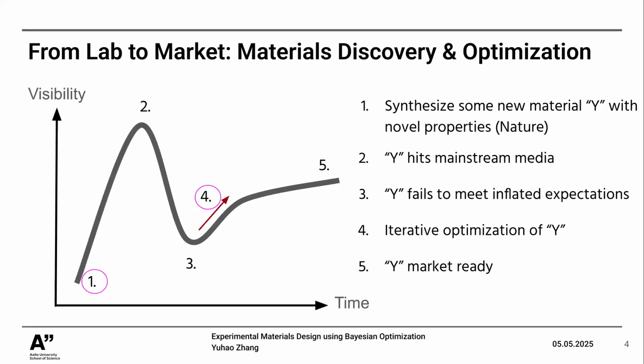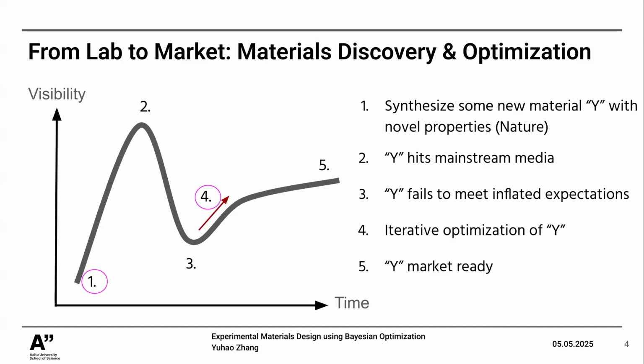So starting with the background. The animations don't work here, but that's fine. Although the Gartner hype cycle isn't very scientific, I think it's a good model to visualize the different stages some result in a lab goes through before it faces the market. Starting at stage one, let's assume you synthesize some new material Y, and it has some really novel properties, and you get it published in a really nice journal.